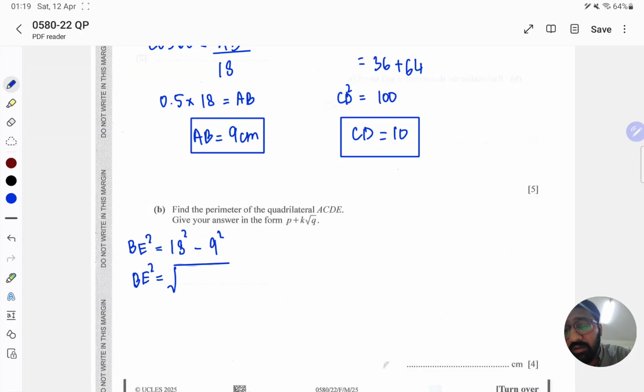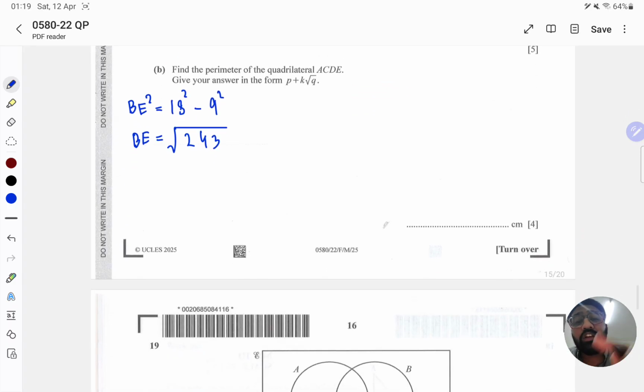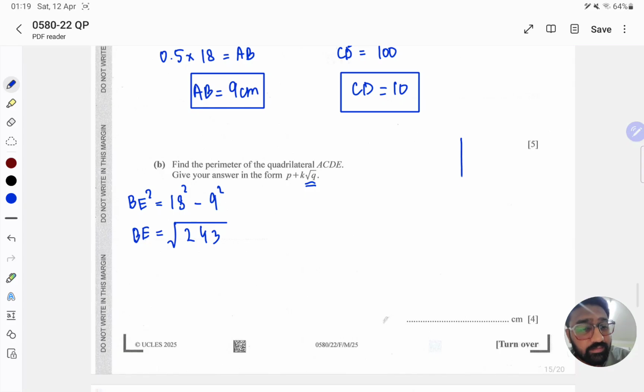Square root of, not square, let's do it directly. Take the square root of 243. Now I'm sure you must have done surds as well. You can see that you need to give your answer in square root form. So how can you do that? Let's have a recall over here on the side. You need to find the square root of 243.